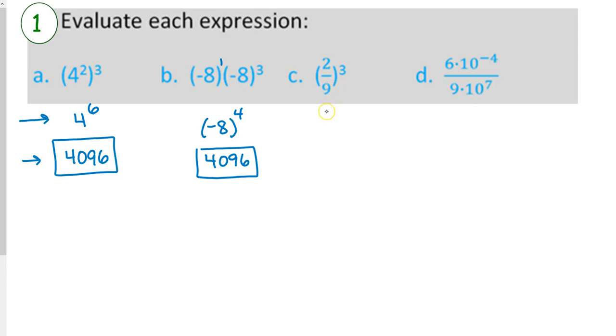Okay, part C, we have 2/9 to the 3rd, so we can use the quotient of powers property, or whatever that was called, I don't remember exactly. Raise the numerator to the 3rd power and raise the denominator to the 3rd power. And then let's go ahead and simplify, and we get 8 over 729.